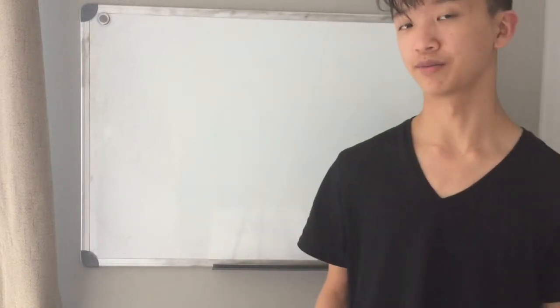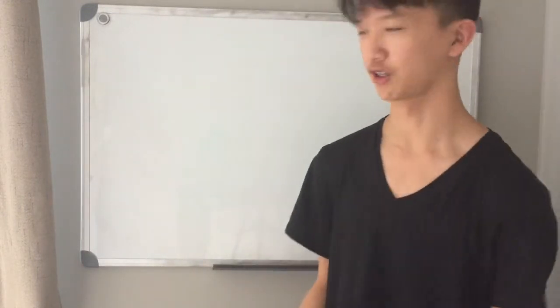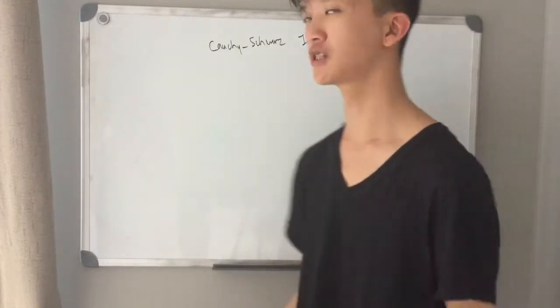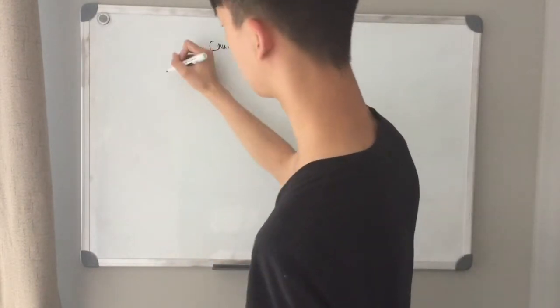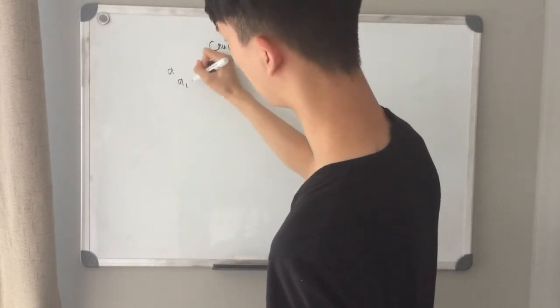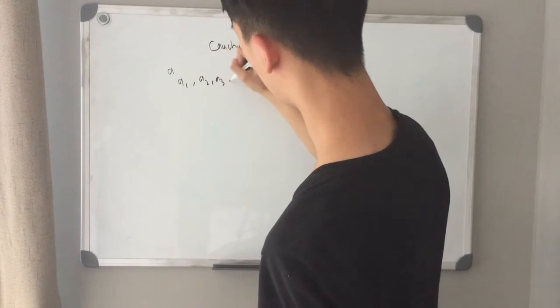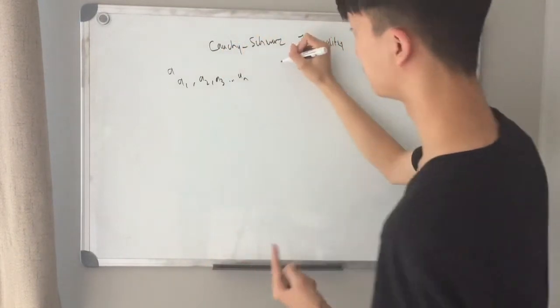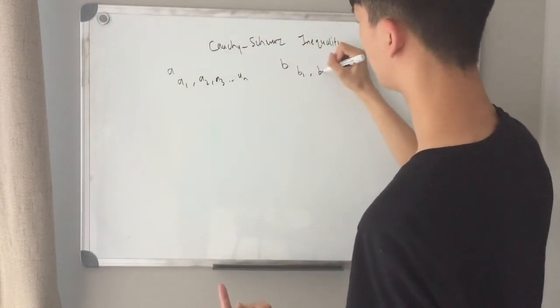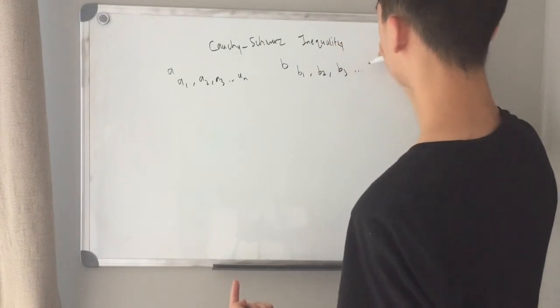The product of sums is greater than the sum of the products. This inequality is known as the Cauchy-Schwarz inequality. So say you have two sets of numbers. You have set A, which is A1, A2, A3, all the way to An, and you have set B, which is B1, B2, B3, all the way to Bn.